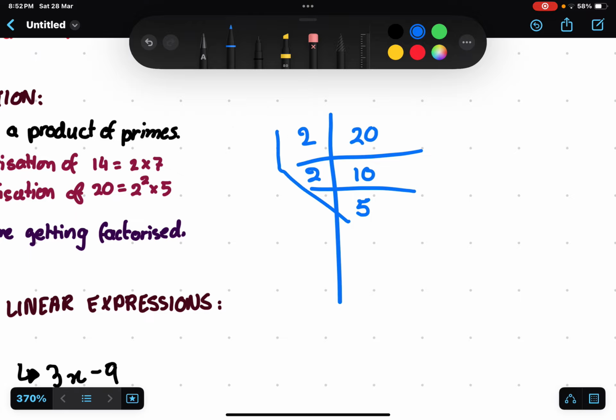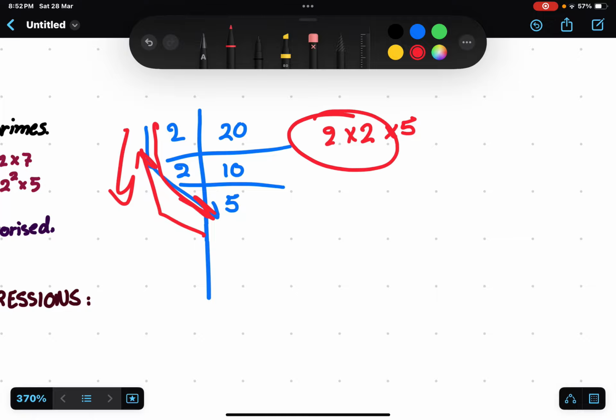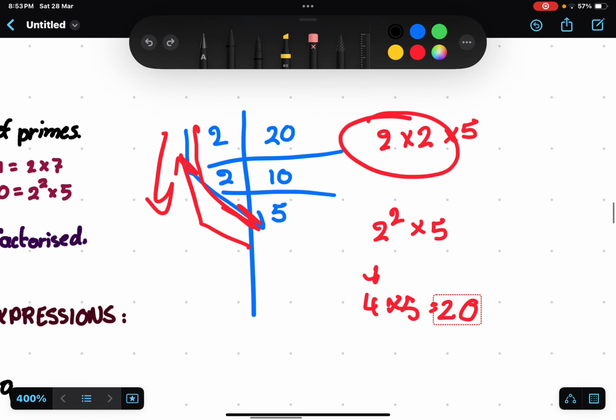So if we go down in this kind of tree, this kind of branch, we go 2 times 2 times 5. You could go up as well. It's the same thing because it's multiplication, but it's easier to go down so that you can see what is happening. So we've got two 2's. We can simplify this and write it as 2 squared times 5. And 2 squared we know is 4. 4 times 5 is 20. So we haven't changed anything. This is the prime factorization, and that's how you do prime factorization.